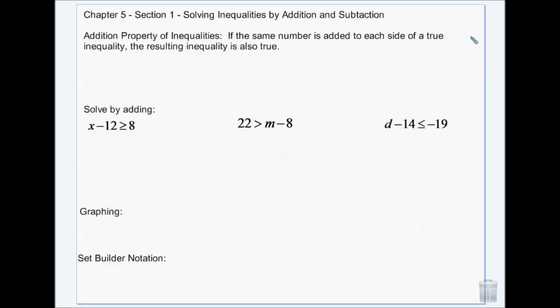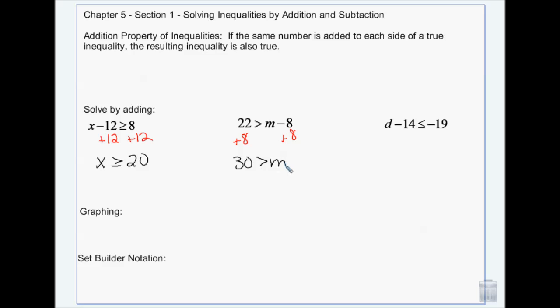Way you would solve an equation. So if 12 is being subtracted, we're going to add it. And we have x is greater than or equal to 20. Isn't this the same as the equal sign? Exactly. So you add 12 on both sides. And then for the next one, it would be plus 8. Plus 8, and do it to the other side.